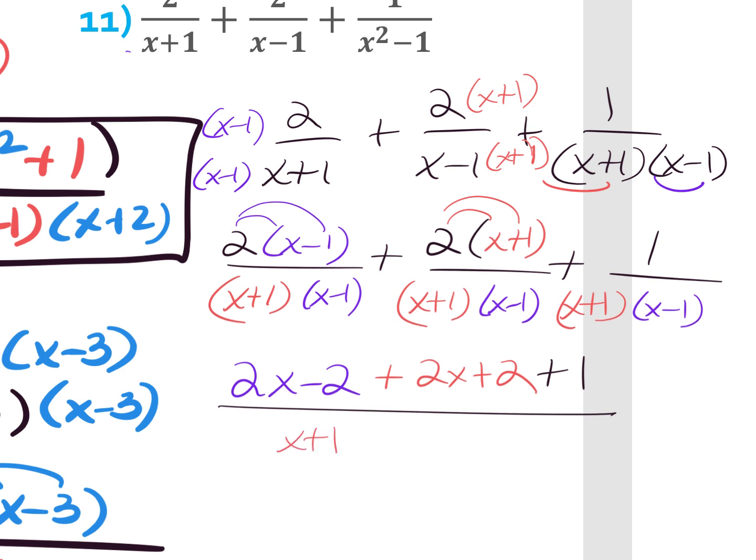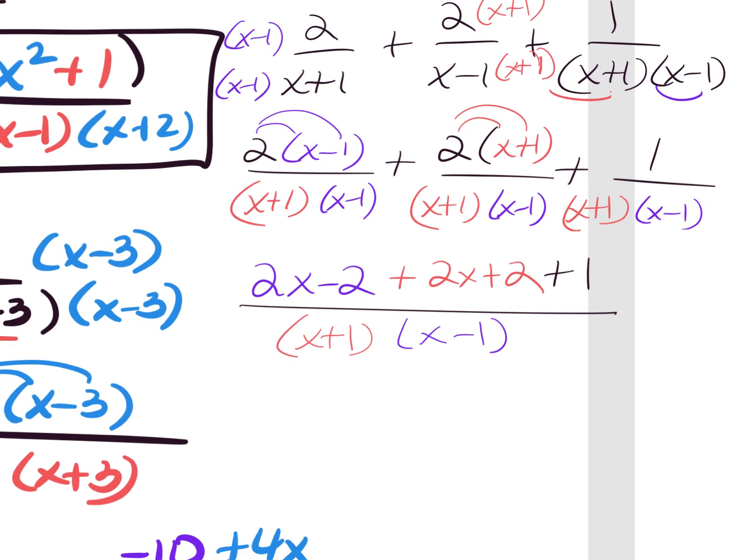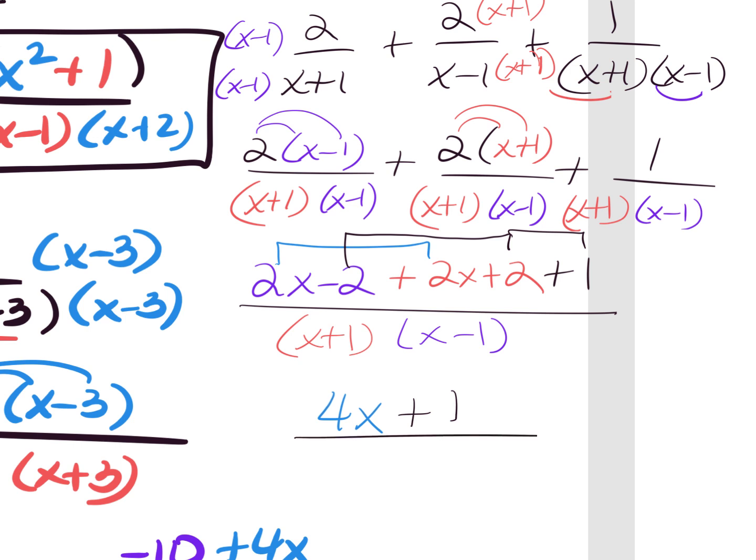This is the first one. Here's the second one. Combine your like terms. So I have 2x plus 2x is 4x. And then negative 2 plus 2 is 0. And then 0 plus 1 is 1. And then it's over that common denominator of x plus 1, x minus 1.